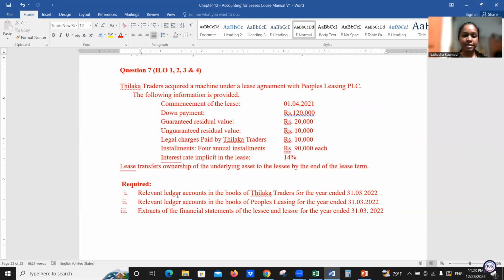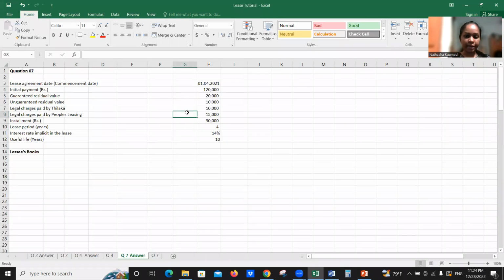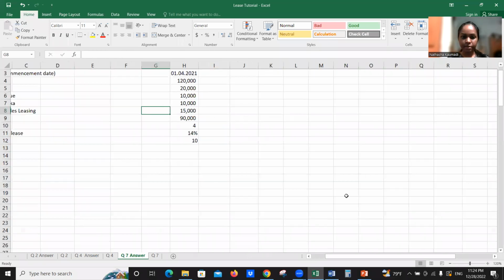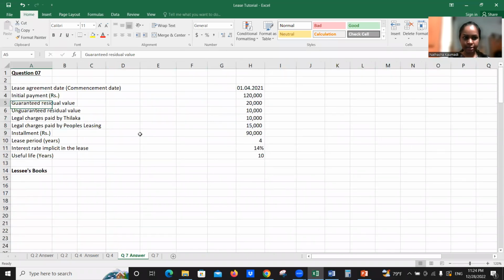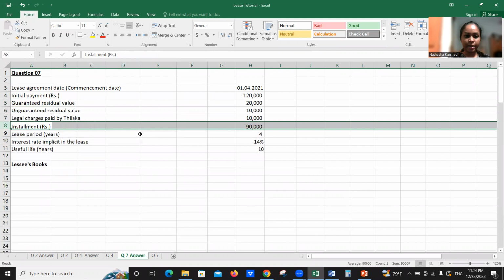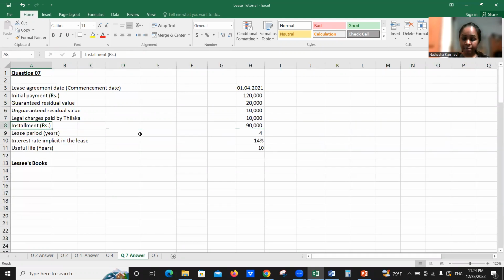That means both lessee and lessor, with the extracts of the financial statements. So, I will not be discussing the question answer fully, but I'll show you how to recognize these guaranteed and unguaranteed residual values in the question. I have taken the figures in the question directly to Excel: commencement date, initial payment, guaranteed residual value, unguaranteed residual value, legal charges paid by Tilaka, installments, period, and interest rate implicit in the lease.